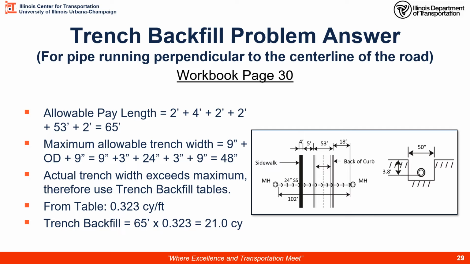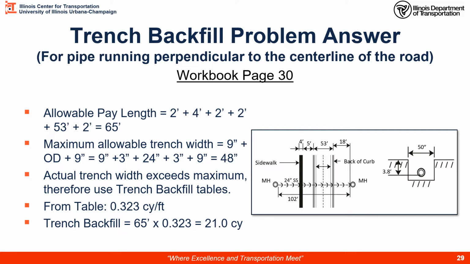Let's go to Workbook page 30 for the solution to this problem. Again, let's look at the allowable pay length. We got 2 plus 4 plus 2. That represents the sidewalk plus the 2-foot allowance on either side of it. Then we got 53 feet, which represents from back of curb and gutter to back of curb and gutter, plus 2 feet on either side of it. That totaled up gives us 65 feet.